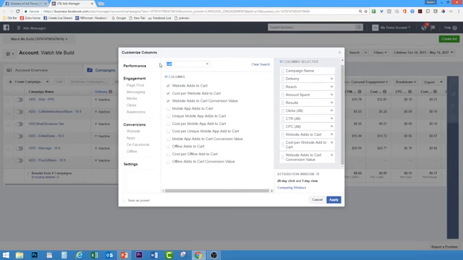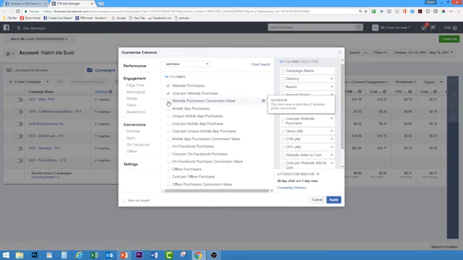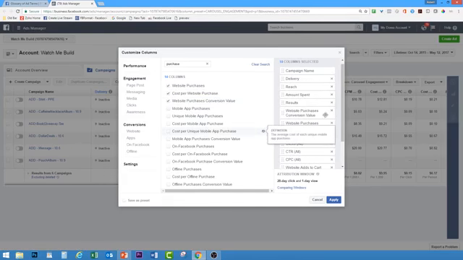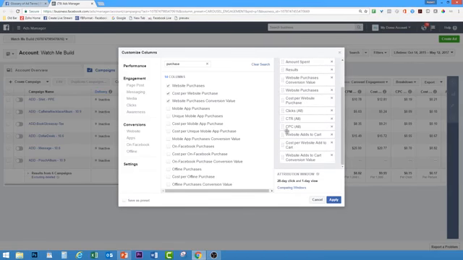Then we're going to do the same thing for purchase. Website purchase, cost per website purchase, and website purchase value. Again, reorganize them. Let's see, where's my purchase at? It's at the end. Website purchases, cost per website purchase, and website purchase value.